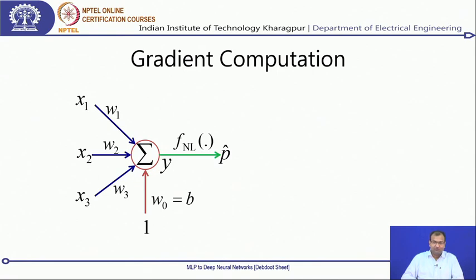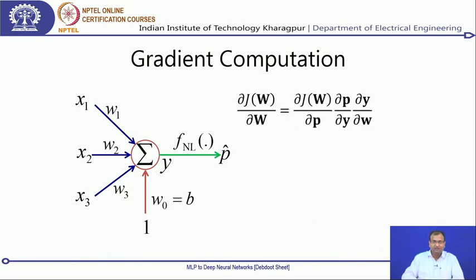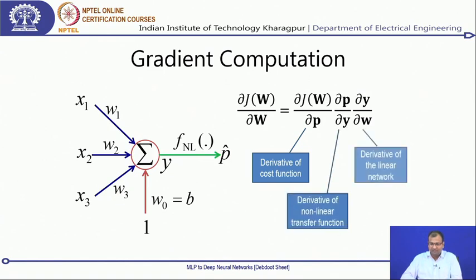Now, while we have done the forward pass, which is from x to p hat, the question we had raised is how to get this derivative, and that was by doing a partial product of different derivatives. So, you take the derivative of the cost function, which is the derivative of J of w with respect to the output p, then you take the derivative of p, the predicted output, with respect to y, which is the output from the summation block, and you take the derivative of y with respect to w, which is known as the derivative of the linear part of the network.